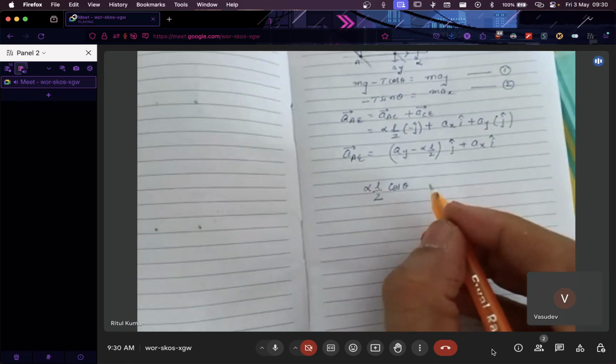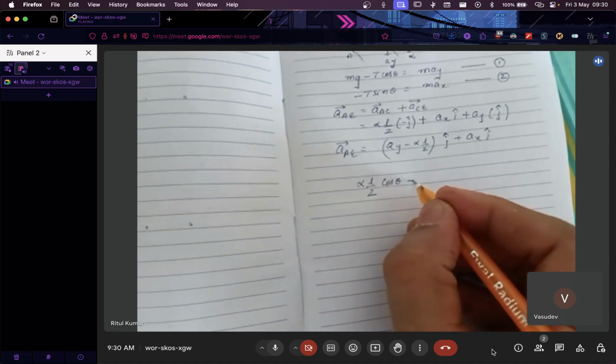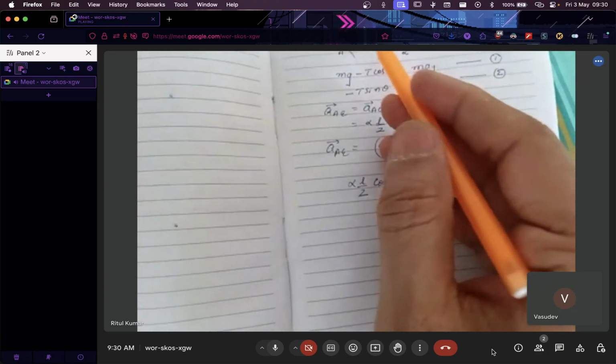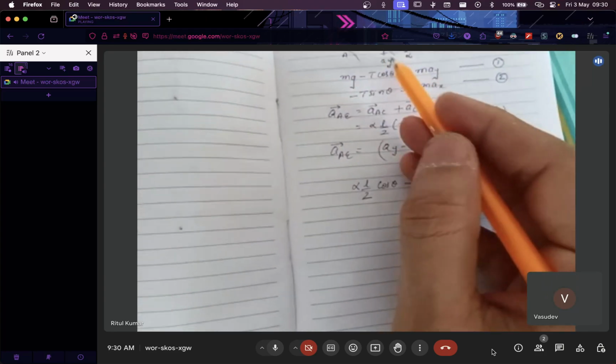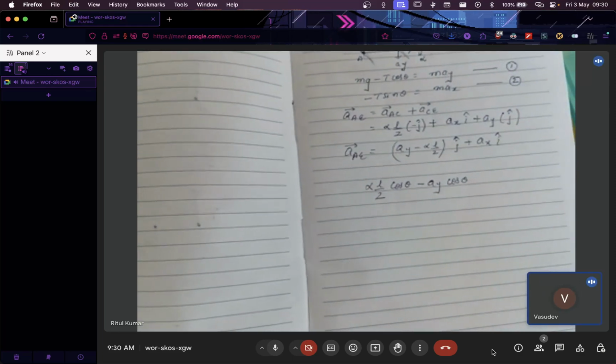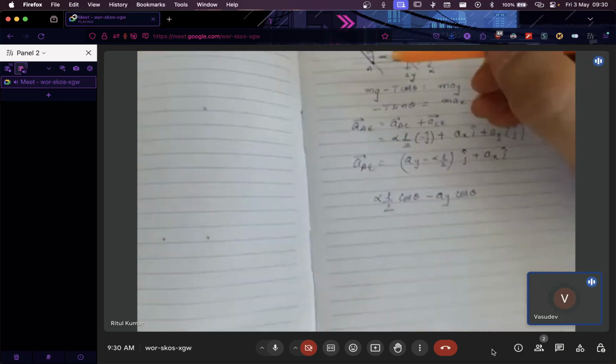So AY is in the direction downward. So minus of AY cos of the angle theta. Correct me if I'm wrong. This up, this down, right? Why would that be AY?